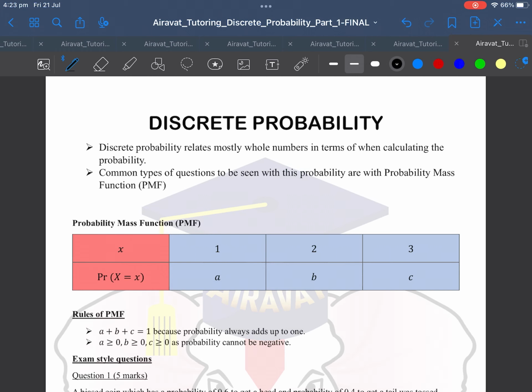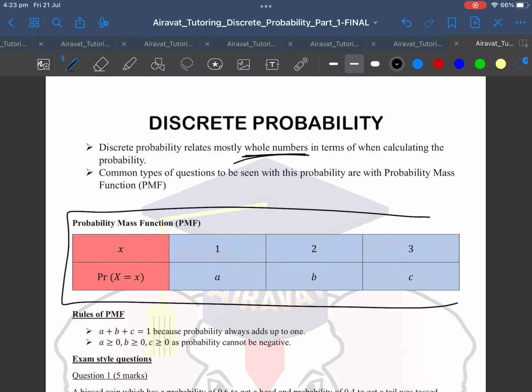Alright, so let's begin. Discrete probability relates mostly with whole numbers when calculating the probability. Now remember, whole numbers. If you didn't understand, don't worry, I'm going to make myself clear by doing those exam style questions and also example questions that I have set in the video. Common types of questions in this discrete area of probability mainly involve probability mass function. Now what is probability mass function?